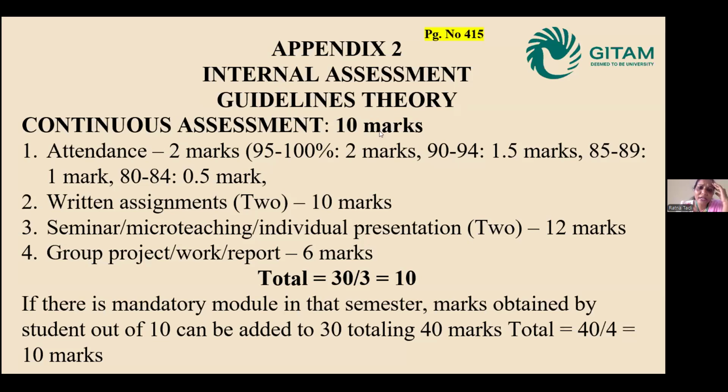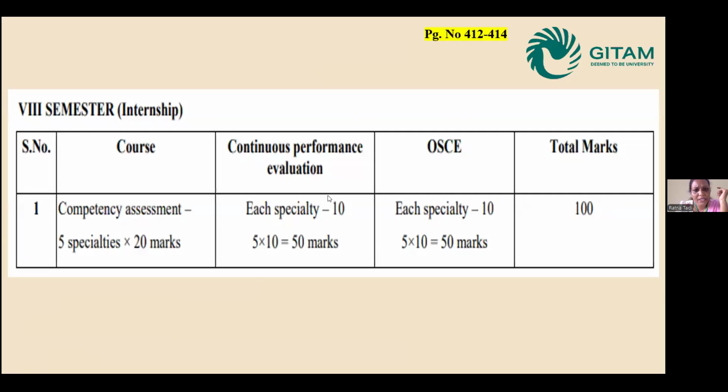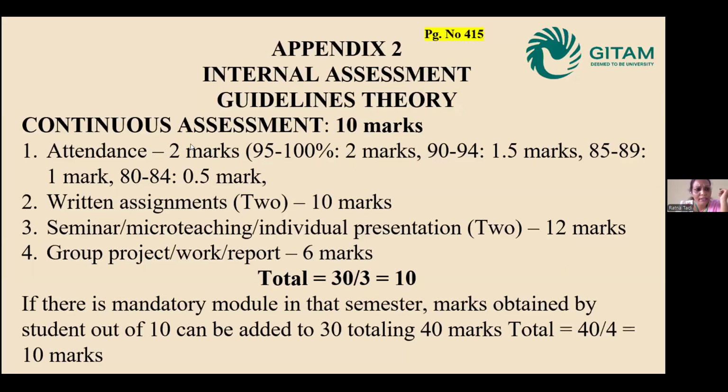Continuous assessment: we have 10 marks already, as we saw in the previous slides. How do we get that 10 marks? This is for theory; they have given it for theory as well as practical. Attendance, I told you, is very important. They have given 2 marks for attendance. Out of this 10, 2 marks are exclusively for attendance only. The criteria: 95 to 100% gets 2 marks, 90 to 94 gets 1.5 marks, 85 to 89 gets 1 mark, 80 to 84 gets 0.5 marks. This is how we have to give them marks.